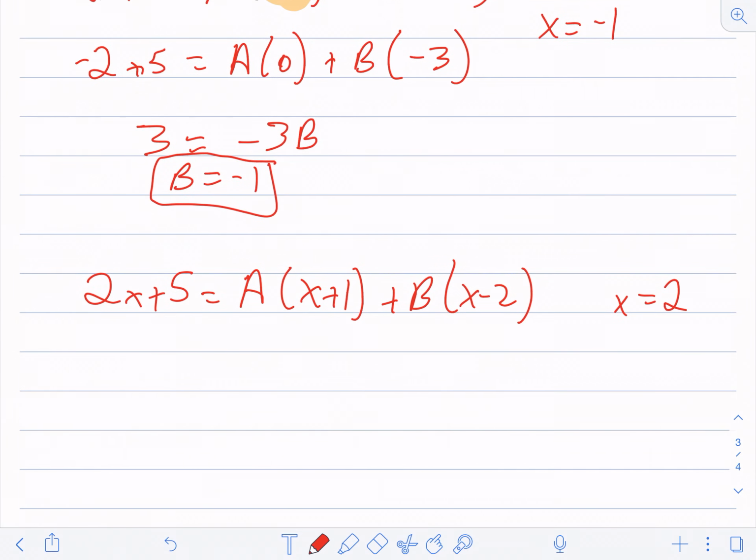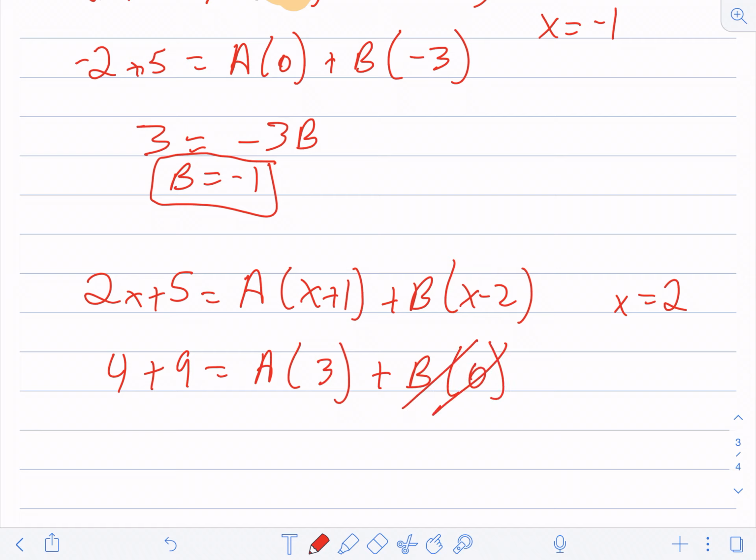If I plugged in x equals 2, well, then I would have gotten 4 plus 5 equals a times 3 plus b times 0. And that would have eliminated this. Oops, why did I put plus 9 here? It should have been 5. I was thinking ahead. Sorry. 4 plus 5 is equal to 9, right? That was a 5, not a 9. 9 is equal to 3a, which means a is equal to 3.